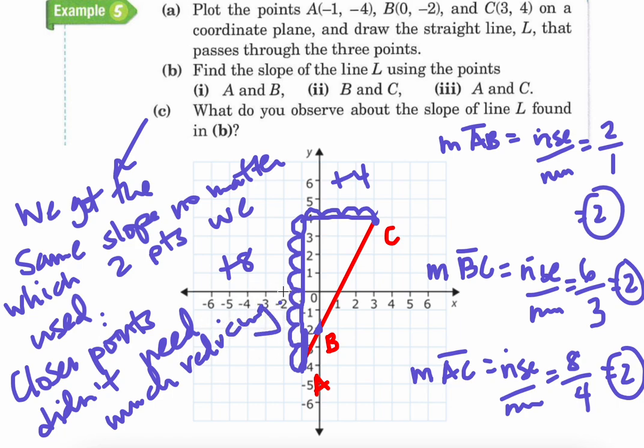If you had the choice between two close points and two far away points, I would choose the two close points. I have less counting, so I'm going to make fewer mistakes. And then I don't have to reduce as much. I don't have big numbers at the end. That's definitely something good to know for the future. But that is slope, guys.